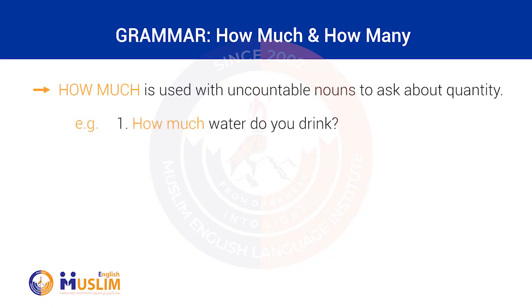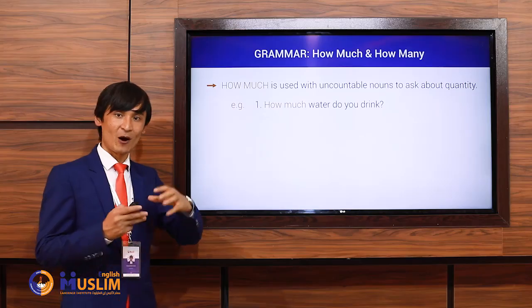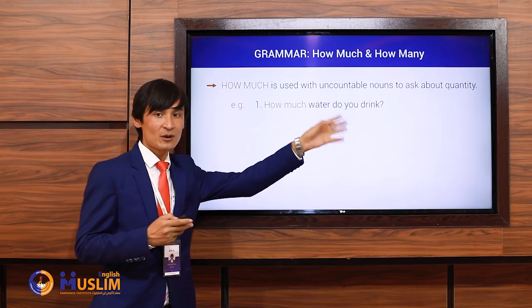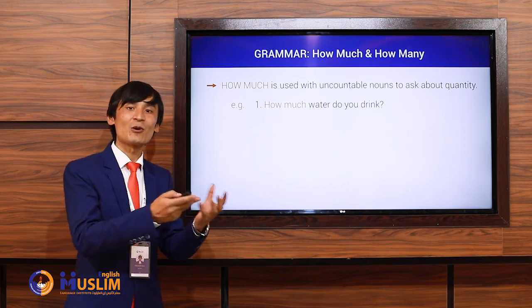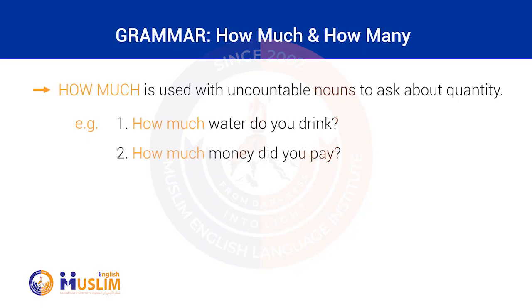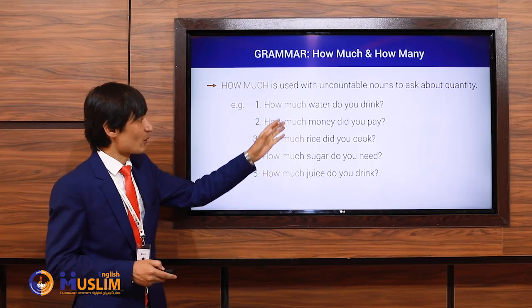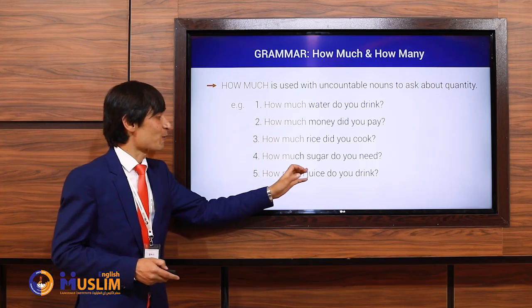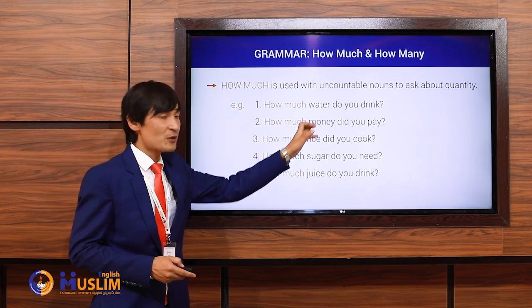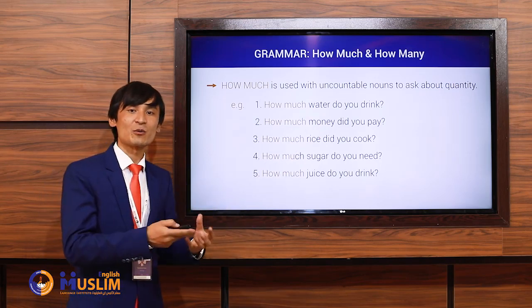For example, how much water do you drink? یعنی چه مقدار آب شما می نوشید؟ How much money did you pay? How much rice did you cook? How much sugar do you need? How much juice do you drink? See, in all these examples, how much is followed by an uncountable noun. یک اسم غیر قابل شمارش بعد از how much.